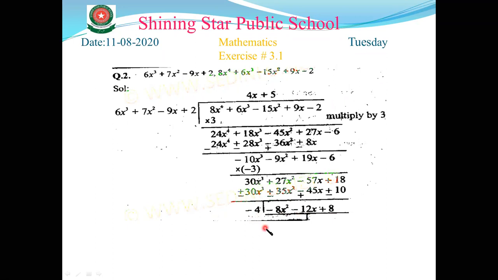Okay. And in the next step, you will put the 6x cube plus 7x square minus 9x plus 2 inside the division sign and put the x square minus 12x plus 8 outside. It means x square minus 12x plus 8 becomes the divisor, and 6x cube plus 7x square minus 9x plus 2 becomes the dividend. And you can find your remainder.